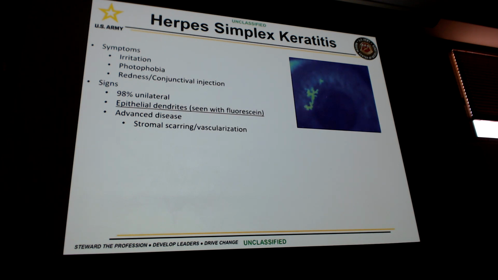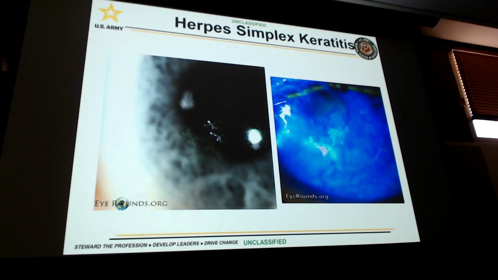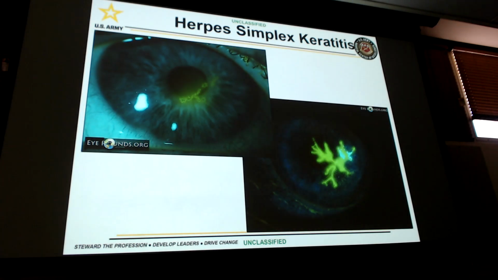He didn't. And more pictures of the dendrites. You can see the picture on the left is with no stain, and the picture on the right has stain in it. So you don't necessarily need stain to see that dendrite, but stain definitely helps. More pictures of dendrites. Okay. Very interesting. Kind of like almost like a lightning strike on the cornea there.